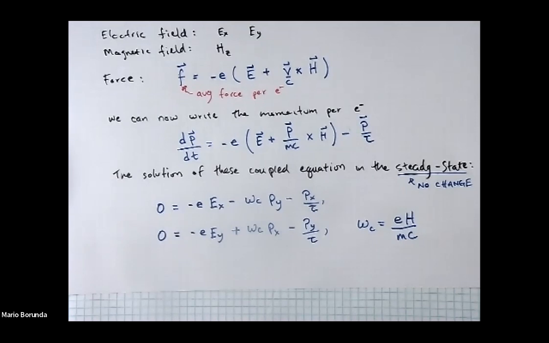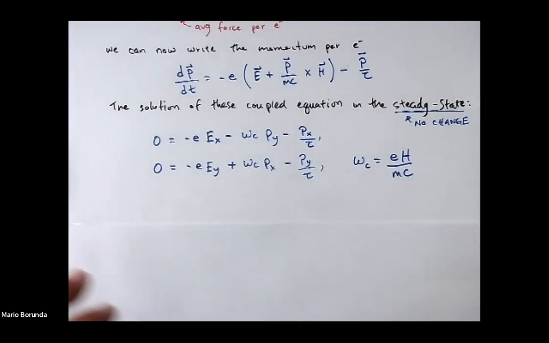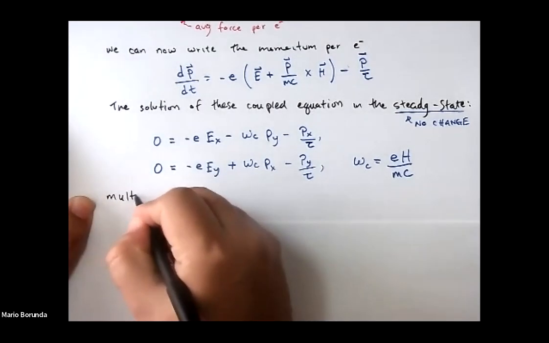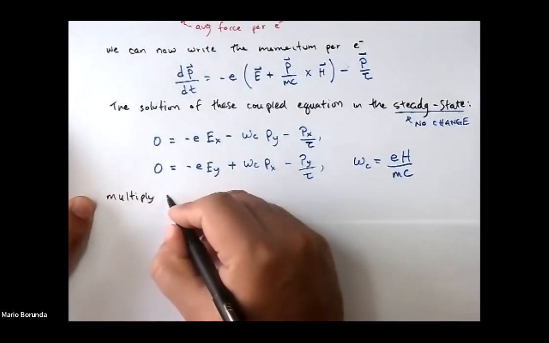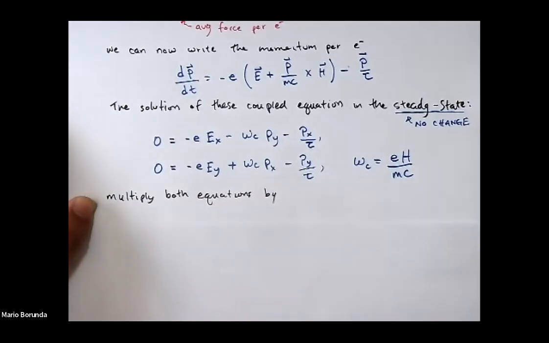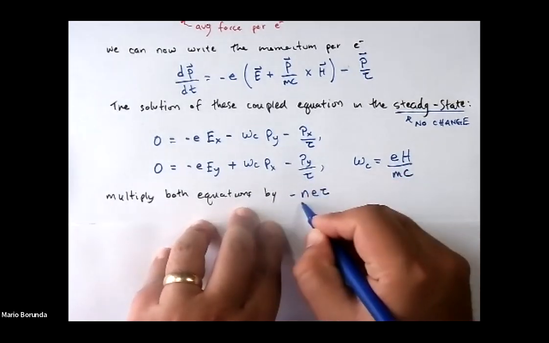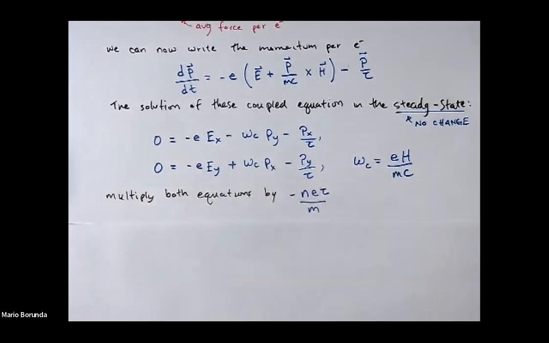So once I have all that, I have my solutions in the steady state. And what I'm going to do is multiply both equations by n e tau over m. And you've seen that one before, right? This is the omega naught.